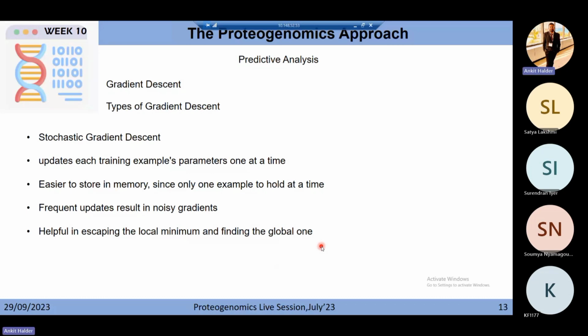So one gradient descent is batch gradient descent, and another one is stochastic. In batch, all the training examples are used and then it finally updates, and then you get the minimum. But here you can update after each training example's parameters, one at a time. It is also easier to store in memory and to find the global minimum.